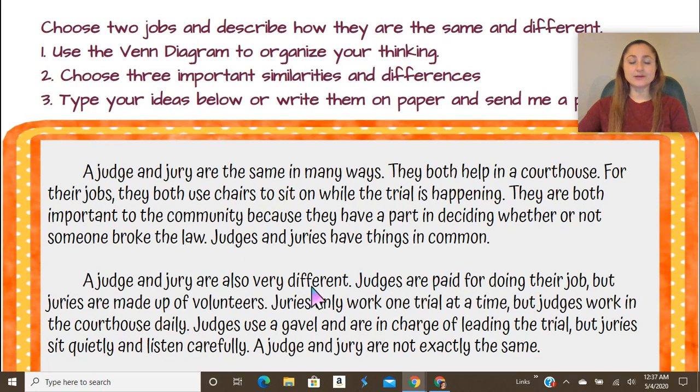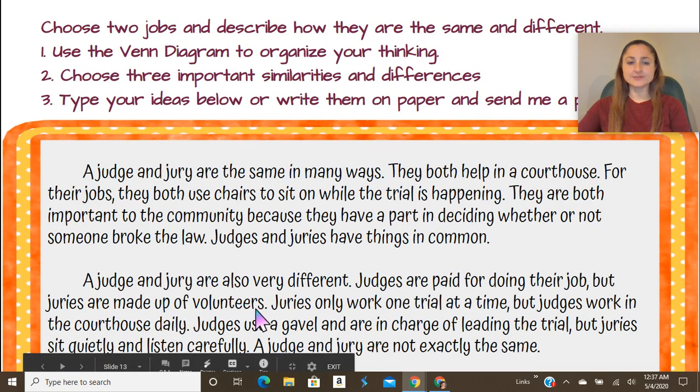A judge and jury are also very different. Judges are paid for doing their job, but juries are made up of volunteers. Juries only work one trial at a time, but judges work in the courthouse daily. Judges use a gavel and are in charge of leading the trial, but juries sit quietly and listen carefully. A judge and jury are not exactly the same.